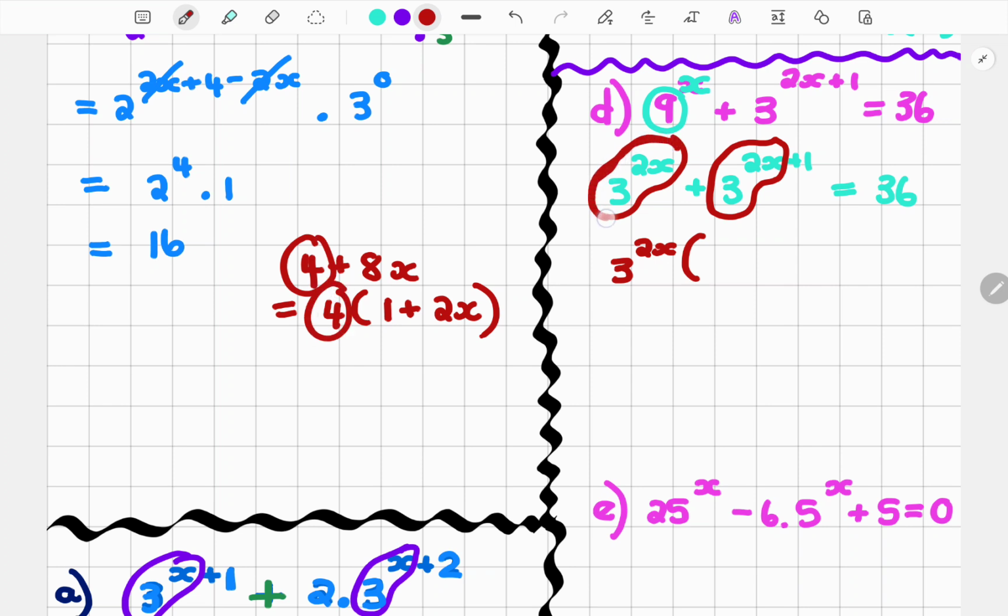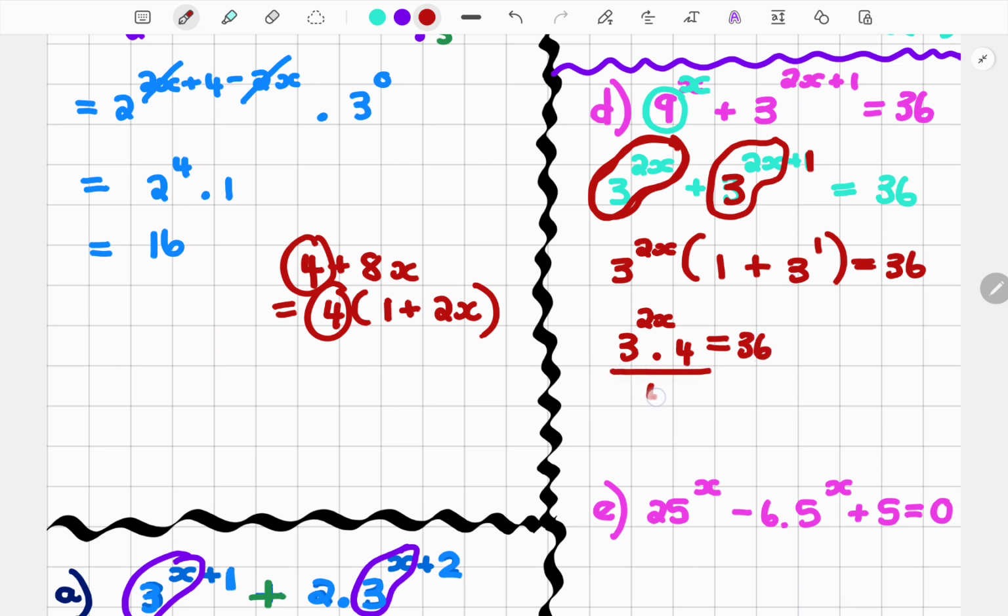So again, look at this sum over here. If I take out exactly what was there, what's going to be left? A 1 plus 3 to the power 2x is gone. The one thing that is left is 3 to the power of 1 is equal to 36. And now we're going to say 3 to the power 2x times 4 is equal to 36.